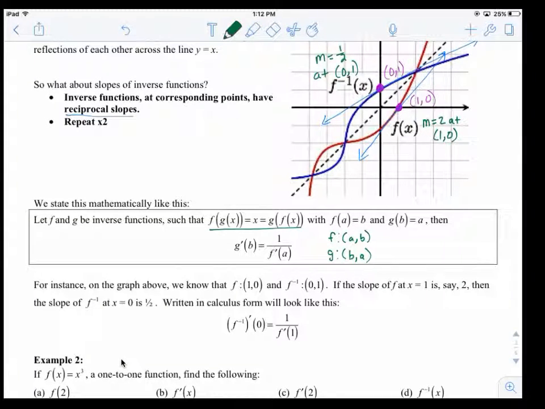No. Like tangent and normal, perpendicular lines are opposite reciprocals. So you flip it and also change its sign, making it negative or positive.